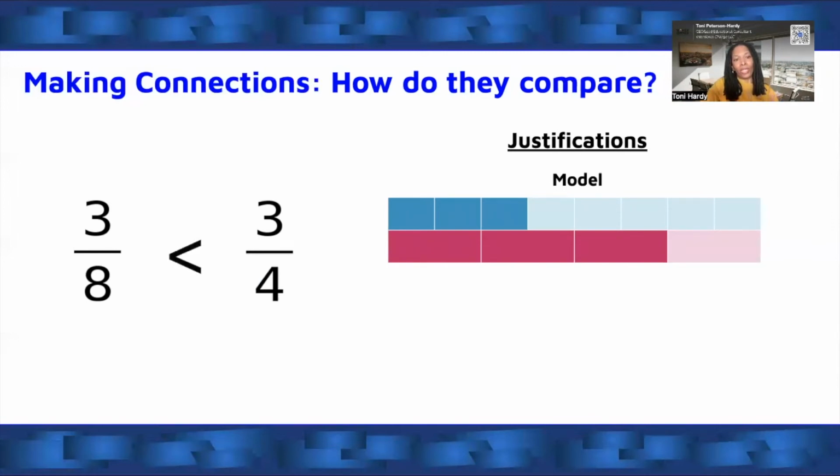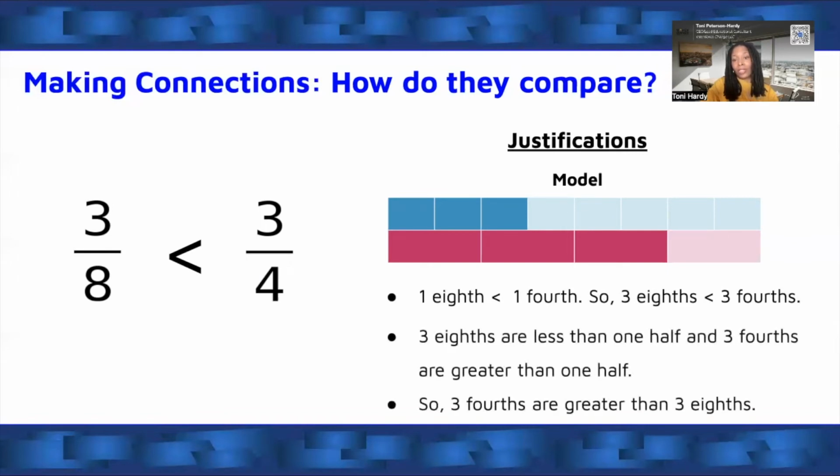So we know that 3/8 is less than 3/4. This is the language that we should expect from our kids. 1/8 is less than 1/4. So 3/8 is less than 3/4. That's one way. 3/8 are less than 1/2, and 3/4 are greater than 1/2. So 3/4 are greater than 3/8.